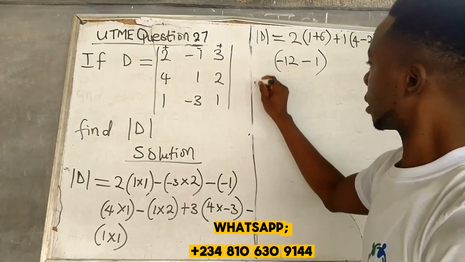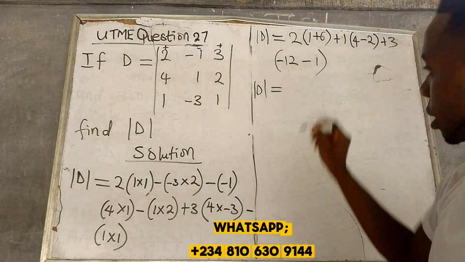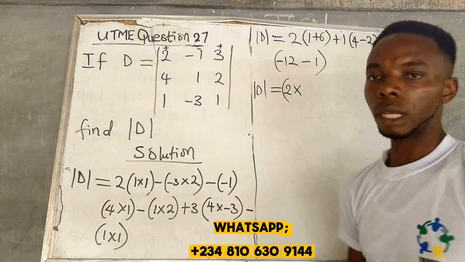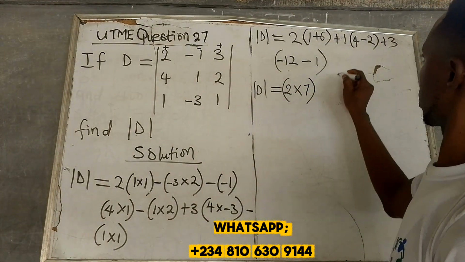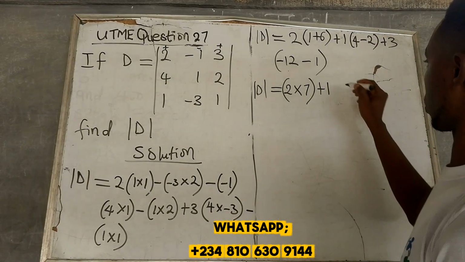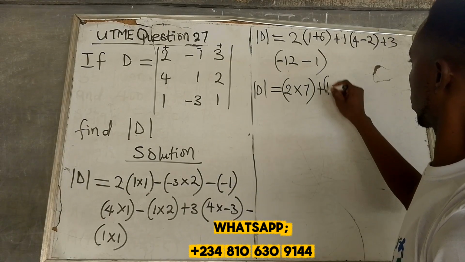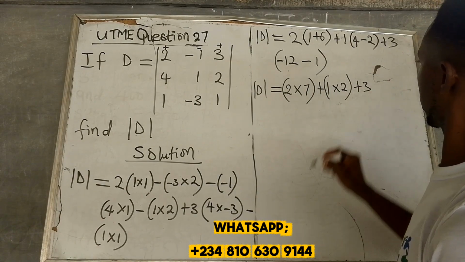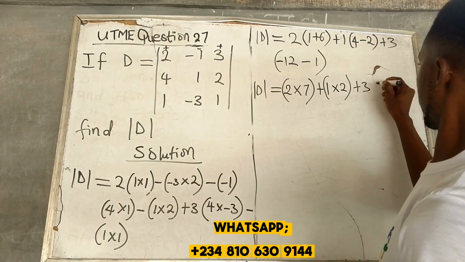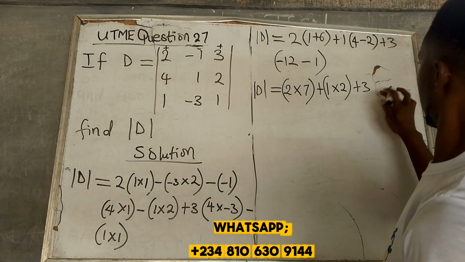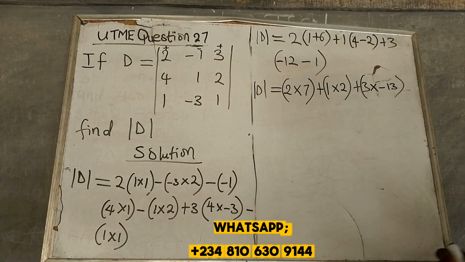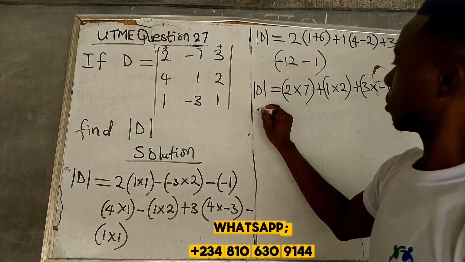So you still expand further. The determinant is equal to 2 times, 1 plus 6 is 7. Then plus 1 times, 4 minus 2 is 2. Plus 3 times, minus 12 minus 1 is minus 13. These are the brackets for that.